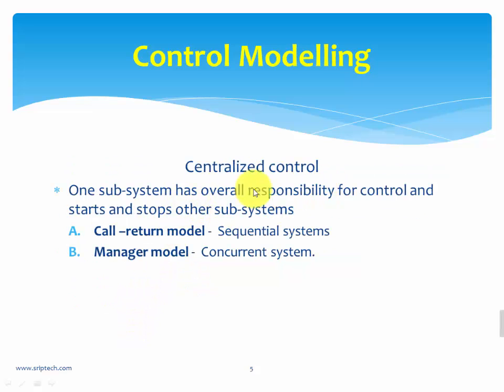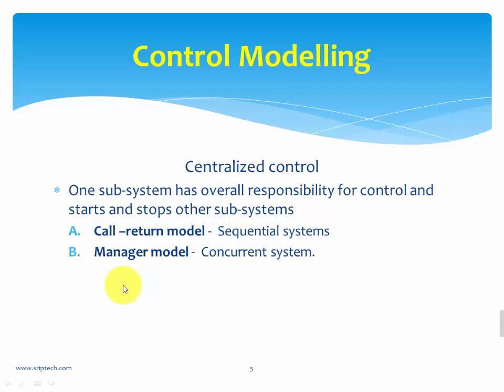Now, what is a centralized control? One subsystem has overall responsibility for control and starts and stops other subsystems. As I told you, a system is a combination of many subsystems. Somebody has to take control of all the subsystems. Subsystems cannot work independently. Somebody needs to control those subsystems. So one subsystem controls all other subsystems. If this concept is in the picture, where one system is controlling all other subsystems, then we call it a centralized control.